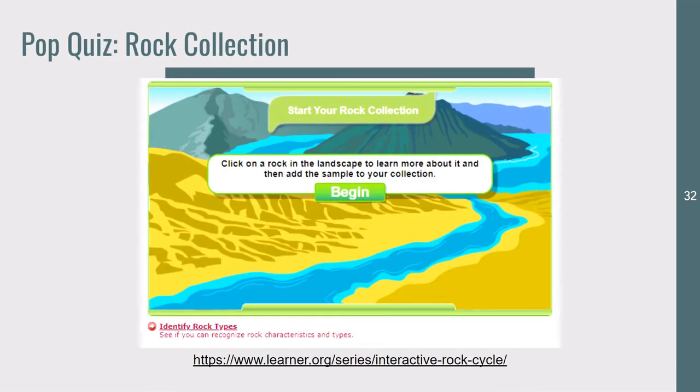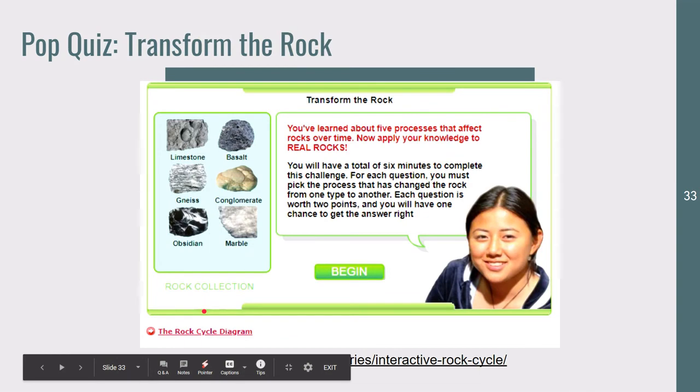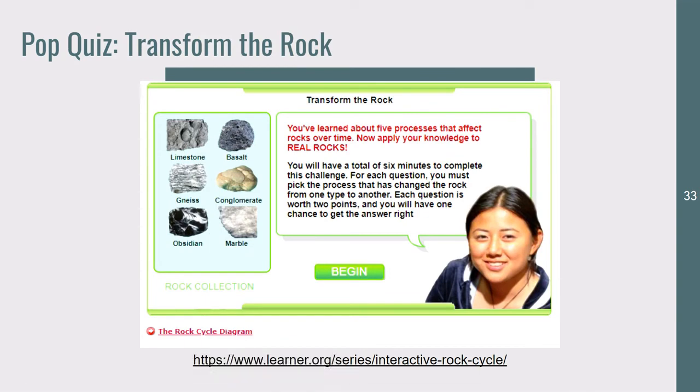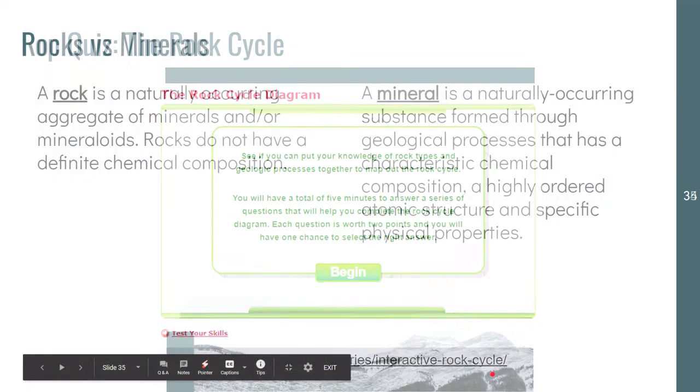This is an interactive game. You can check this out from Annenberg Learner. Again, links in the description below. Still from Annenberg, rock cycle diagram. Kindly check this out. Link in the description below. Here again, try to complete the rock cycle. So I'll provide the link below.